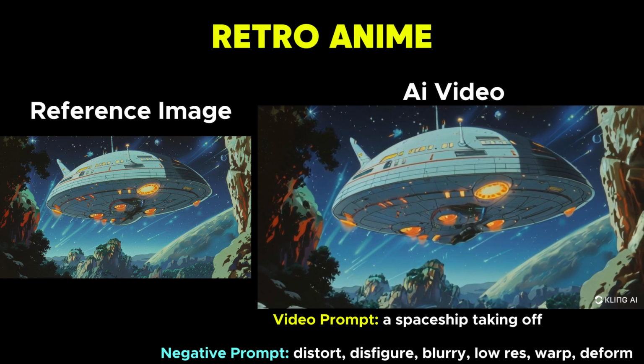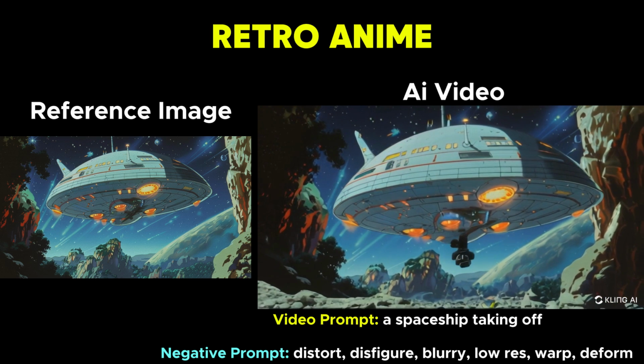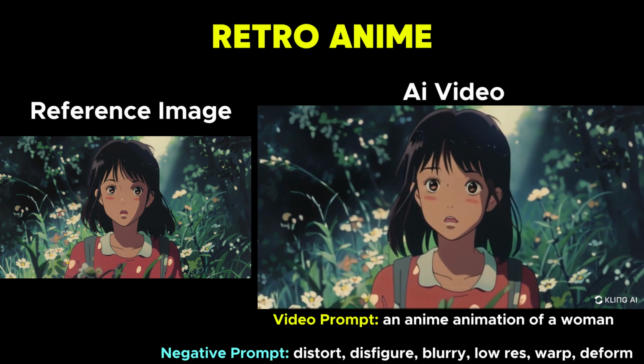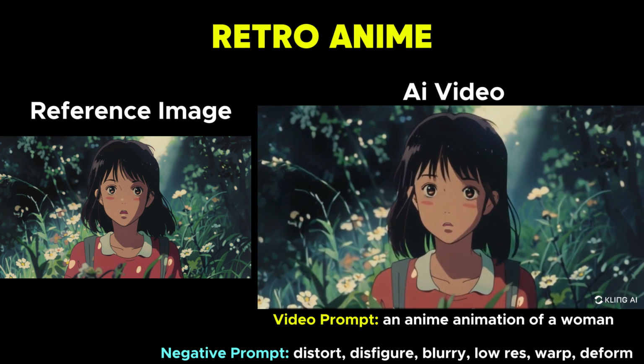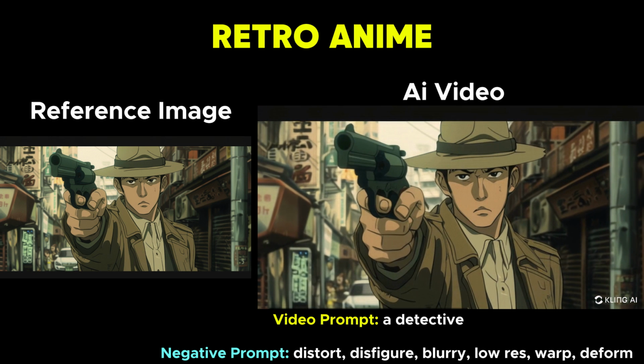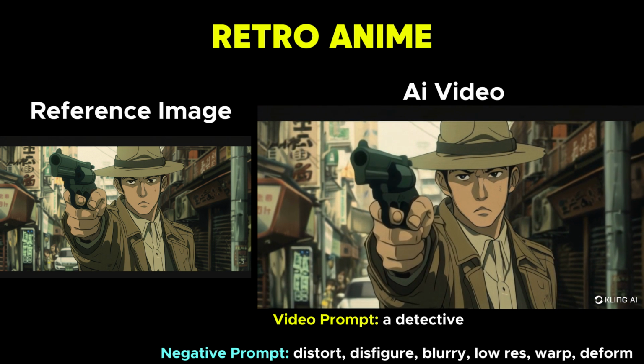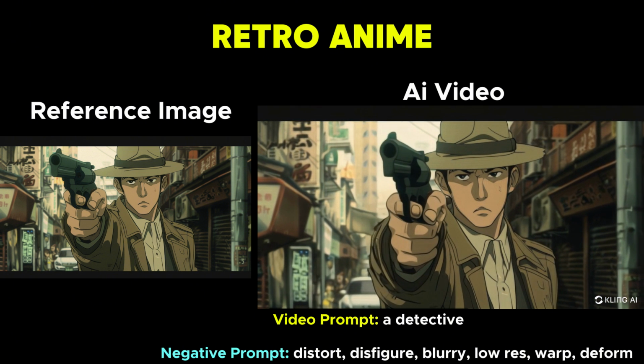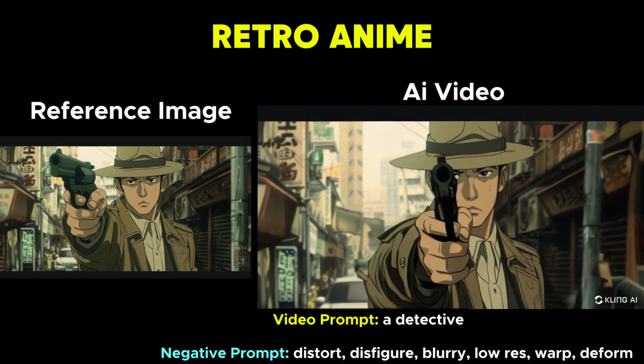Next, I tried retro anime films. I haven't seen any AI video generators that do super well with anime, so compared to its competitors, I'd say Kling does alright. The detective has really good hand motion with his weapon. You can see him aiming at different targets. Unfortunately, the background blurs and deforms behind him.